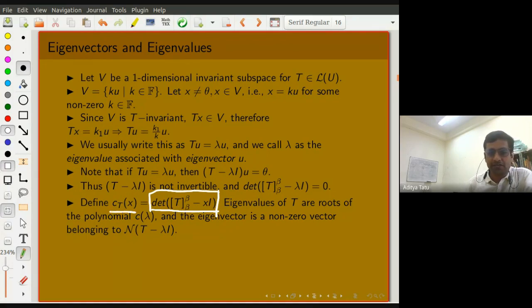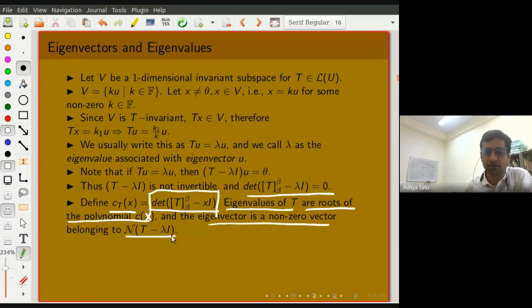This will be denoted by C subscript the linear operator T in the argument x. And we are interested in finding the roots of this polynomial. So the eigenvalues of my linear operator T are roots of this polynomial. This should be C_T(x), sorry for the change in notation. And then the eigenvector is nothing but a non-zero vector belonging to this particular null space.